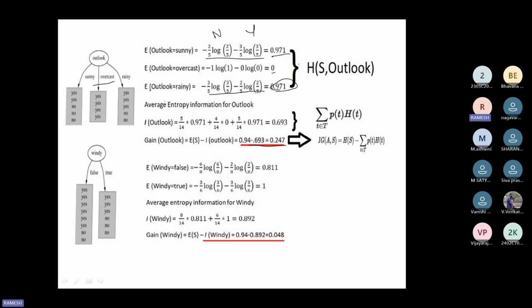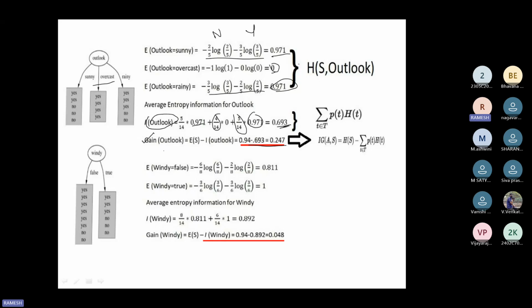Next, the total entropy of outlook is the weightage 5 by 14 into 0.971, 4 by 14 into 0, 5 by 14 into 0.971. This is the final entropy, 0.693. We'll talk about this one later. Next slide, gain. As of now, calculate only the entropy of each and every column.